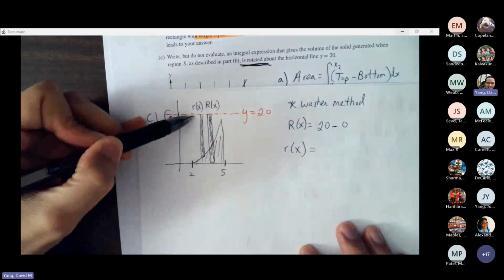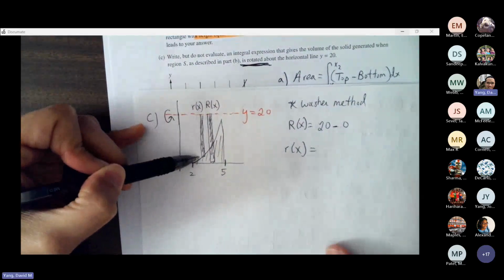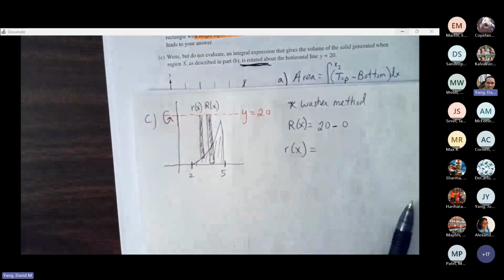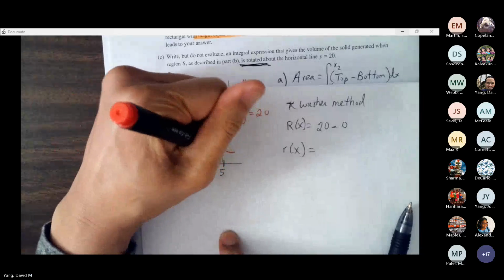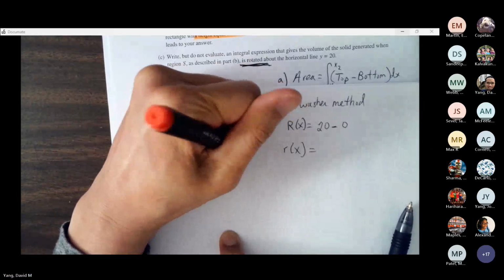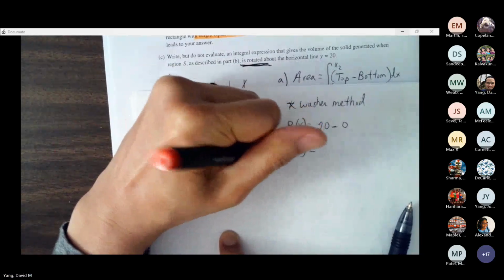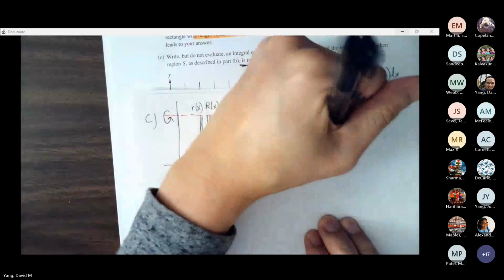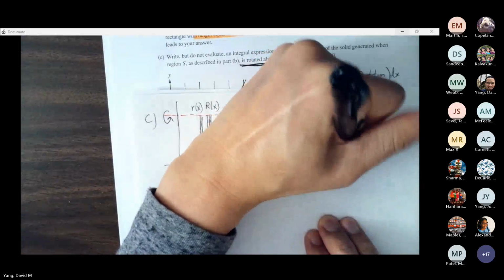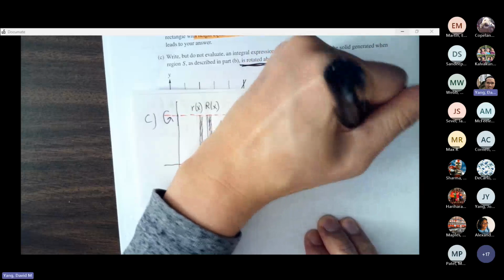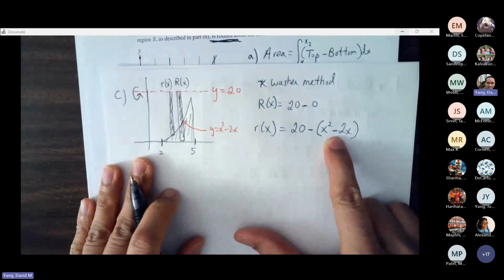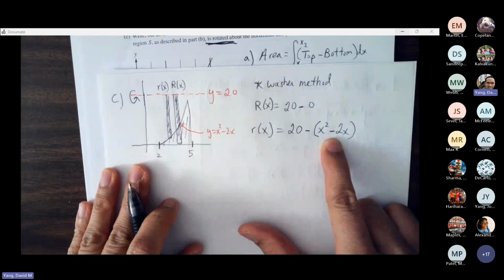Little r. Top minus bottom. Top is sitting at the 20. The bottom is sitting at the curve, which is the g of x, which is x squared minus 2x. Right? This curve is the g of x. Be careful that you protect the bottom with a set of parentheses, so the negative gets distributed through.